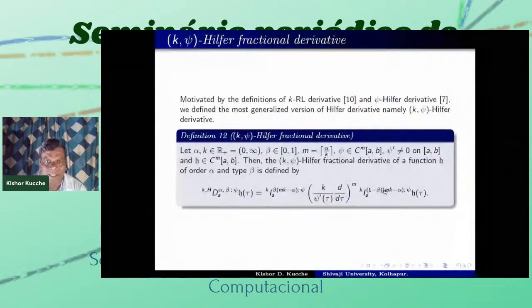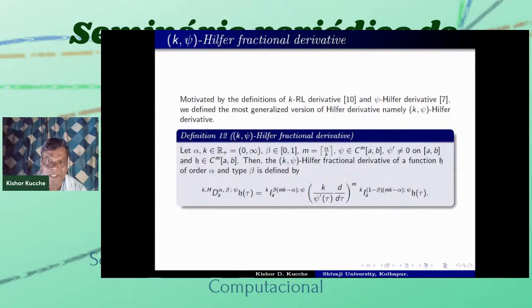The main difficulty we faced while defining this derivative was placing the parameter k at the appropriate place, so that the derivative definition is well defined, and if we take k equal to 1, it must give the psi-Hilfer derivative, and it must include all other derivatives as particular cases. So putting k at the appropriate place was the main difficulty while defining this derivative. But we got success in defining it.